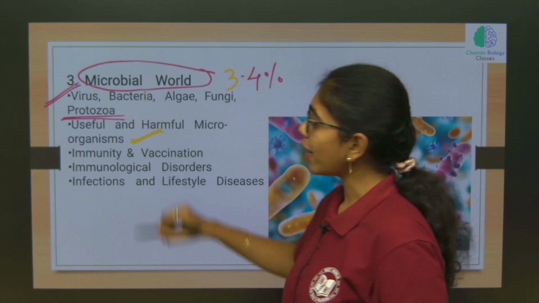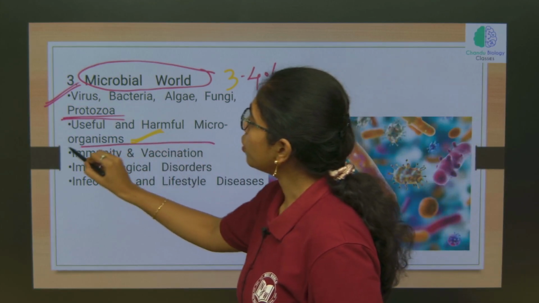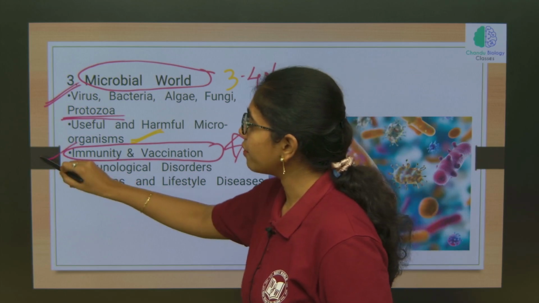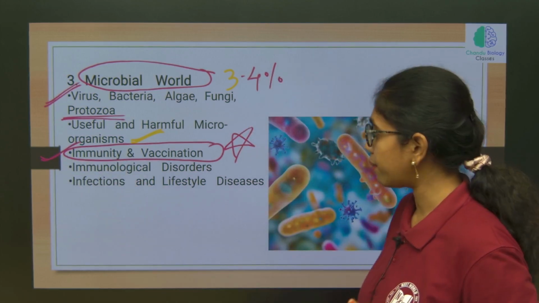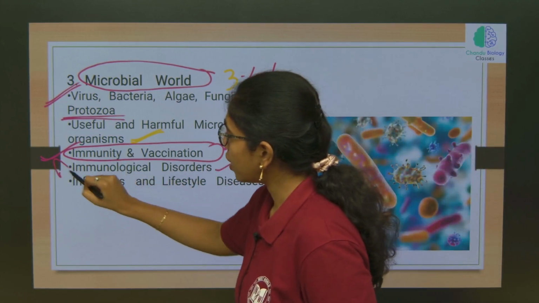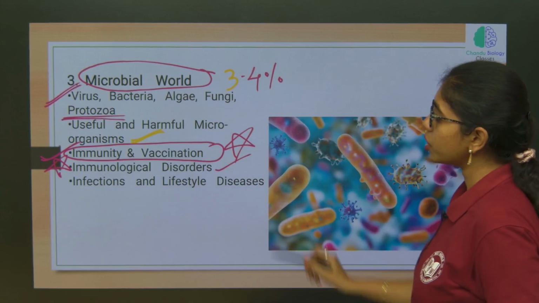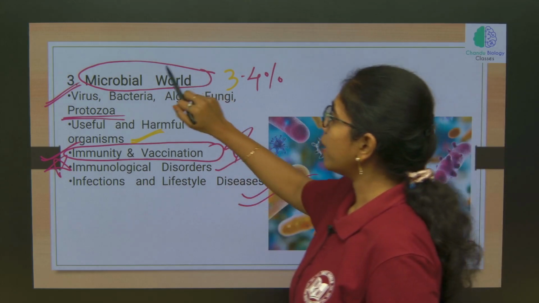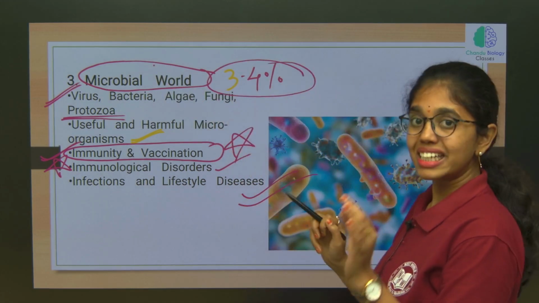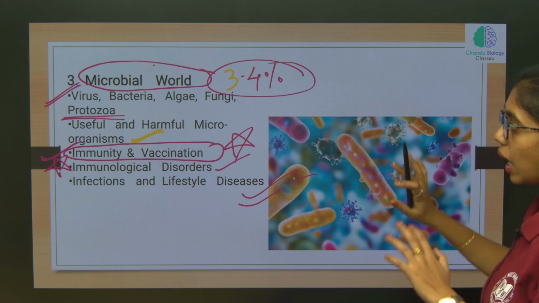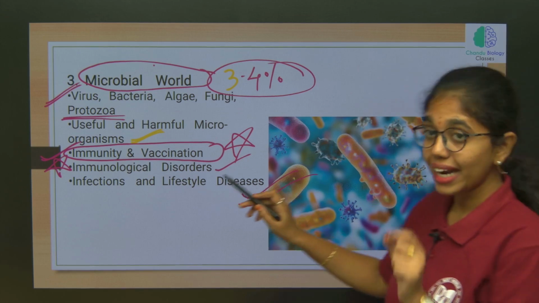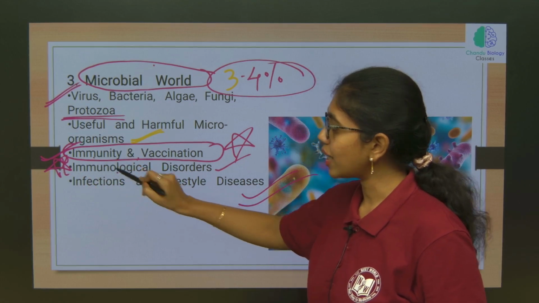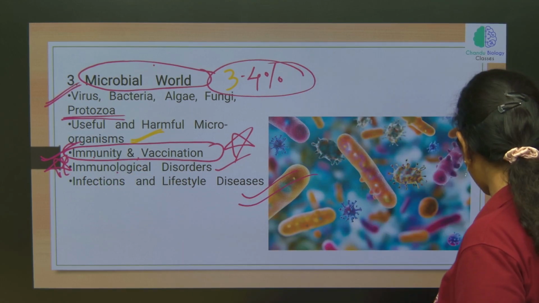Useful and harmful microorganisms, and then immunity and vaccination, which is very important. Definitely there will be a question from this segment: immunity and vaccination, immunological disorders, the most important segment, and infections and lifestyle diseases. These are the concepts we need to cover under the microbial world. Mostly 3 to 4% of the questionnaire will be covered directly from the microbial world, and from these contents definitely there will be a question from immunity and vaccination and immunological disorders. That much important it is.